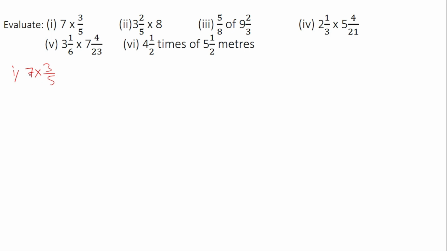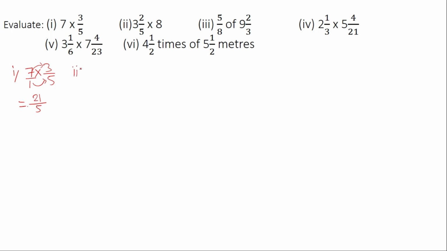There is nothing given below 7, that means we have to consider 1. We will multiply numerator into numerator and denominator into denominator. So 7 into 3 is 21 by 5 into 1 is 5. As you can see, this is converted into an improper fraction. If you want, you can change it into a mixed fraction.